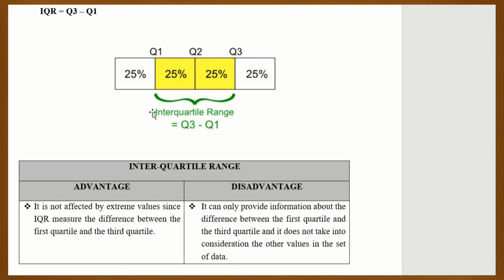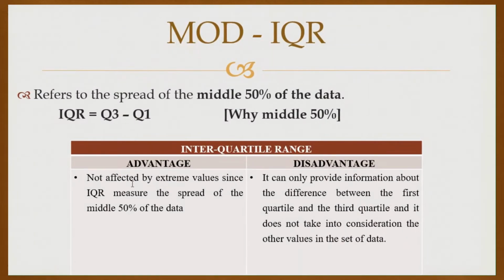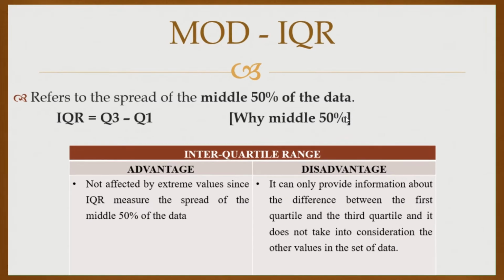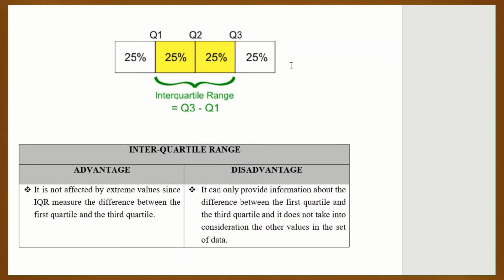Alright, so let's look at the advantages and disadvantages. Basically, why are we doing the middle 50%? Because just now I told you, when we calculate range, we may take in the extreme value, right? It may happen. So now we are taking the middle 50%. Why? Because the extreme values are either this side, very big, or very small. So we are looking at the middle of the data to see how your spread is.